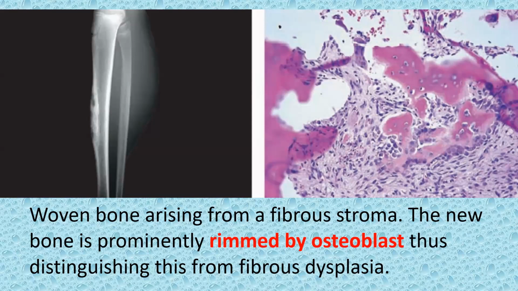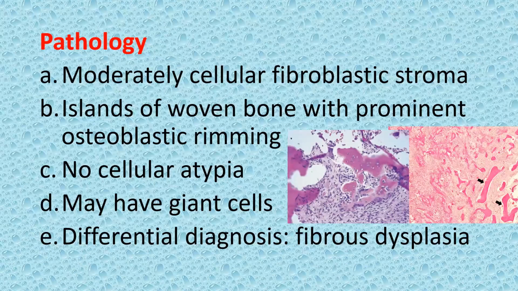Over here, the bone and the osteoblasts are normal. Fibrous dysplasia, it's not. Moderately cellular fibroblastic stroma is seen. Islands of woven bone with prominent osteoblastic rimming. There is no cellular atypia and may have giant cells, and the differential diagnosis is fibrous dysplasia.